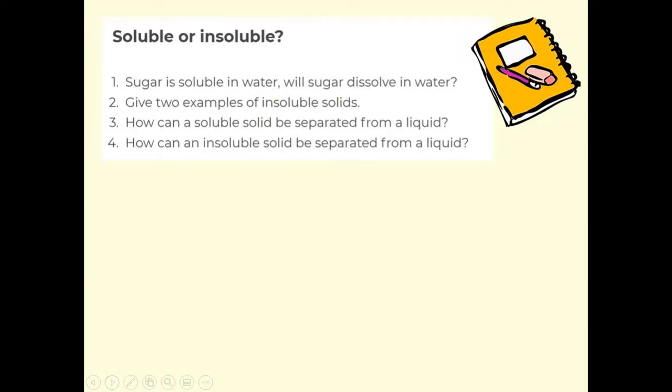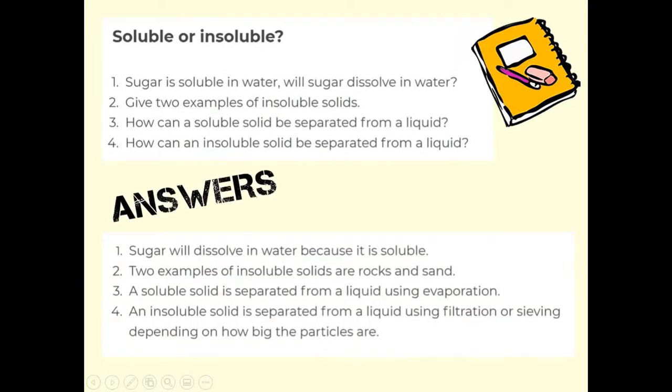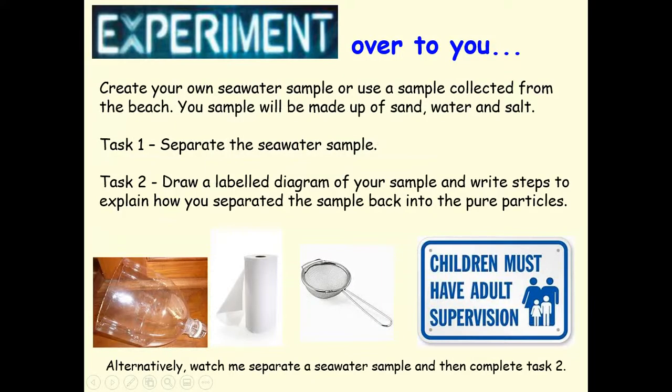Okay, let's go through the answers. Sugar will dissolve in water because it is soluble. 2 examples of insoluble solids are rocks and sand. Well done if you put anything else there. A soluble solid is separated from a liquid using evaporation. An insoluble solid is separated from a liquid using filtration or sieving, depending on how big the particles are. Well done if you got all of those correct.